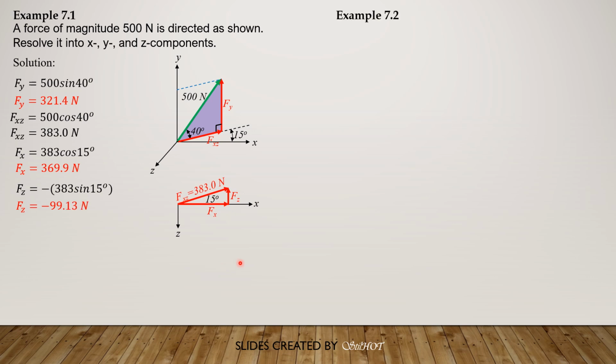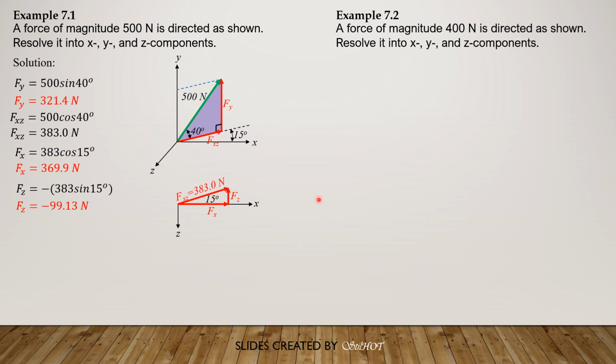Then let's proceed to our second example. A force of magnitude 400 newtons is directed as shown. Resolve it into x, y, and z components. So let's describe the direction of the force. It is directed forward, down, and to the left. So the x component is negative, the y component is negative, and the z component is positive.